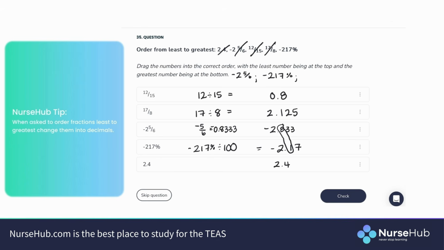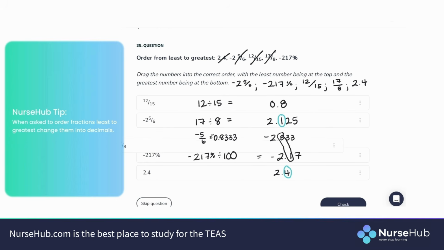Now I do my positive numbers. I can see that 17/8 and 2.4 both have a whole number in front, but 12/15 doesn't. So that means I know 12/15 must be next. Then, if I look at my positive numbers, there's a 1 in the tenths place and a 4 in the tenths place. A 4 is larger than a 1 on the positive side, so that must mean 17/8 comes next, followed by our greatest, which is 2.4. And then now, we just make sure that we match it. So, negative 2 5/6, negative 217%, 12/15, 17/8, 2.4. There you go.